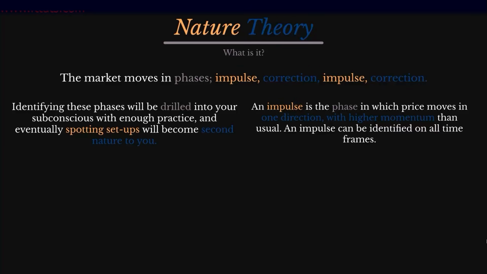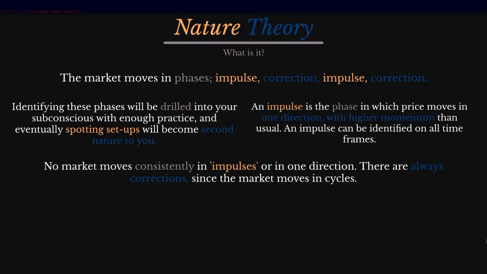Now let's take a look at an impulse. An impulse is the phase in which price moves in one direction with higher momentum than usual. So what you'll normally see within an impulse is big momentum either to the upside or to the downside. And you're going to identify these on multiple time frames.